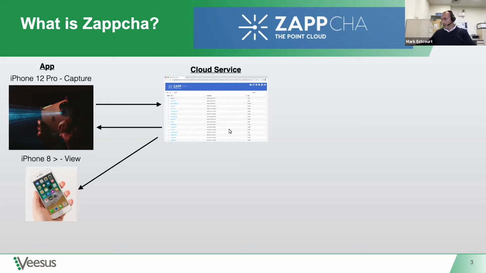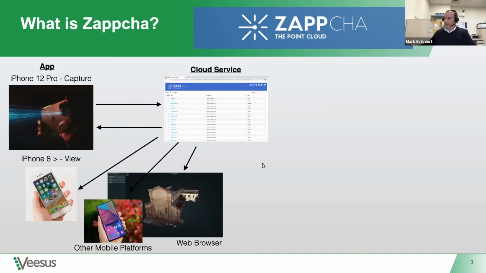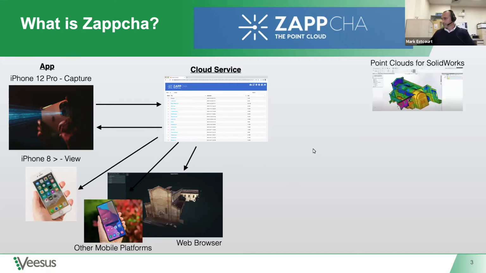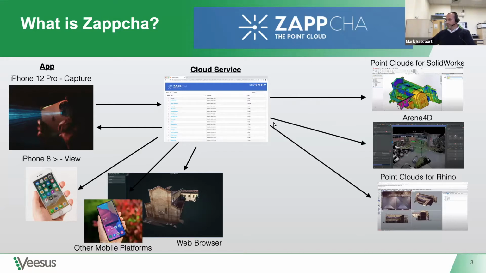So once the data is in the cloud, you can share it to other devices, such as the Samsung or any other mobile device, as well as view it in a web browser. This is done using the Poetry network. However, the iPhone is using our app to do that visualization. And we also have our desktop applications. So we have point clouds for Rhino, Arena 4D, and point clouds for SolidWorks. All use our engine to view the point cloud data. And because of that, they can all view the data that's been held within the cloud service.